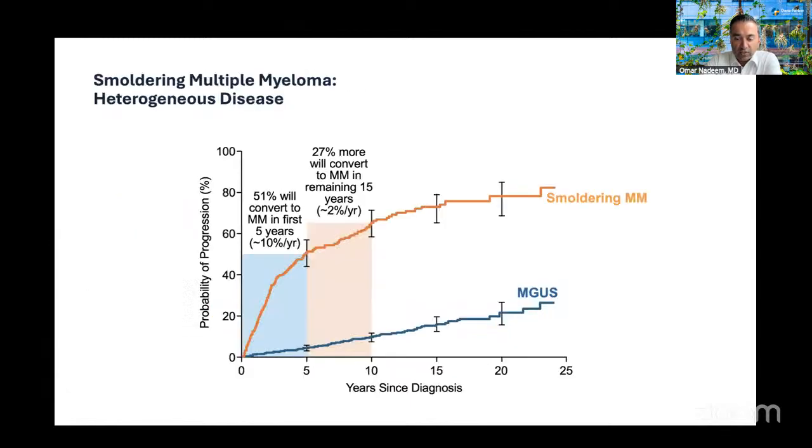So here is the risk of progression of both smoldering myeloma and MGUS. So on the bottom, you can see MGUS, as I mentioned, a very steady 1% per year risk of progression. So in 20 years, you've got about a 20% chance of developing myeloma.